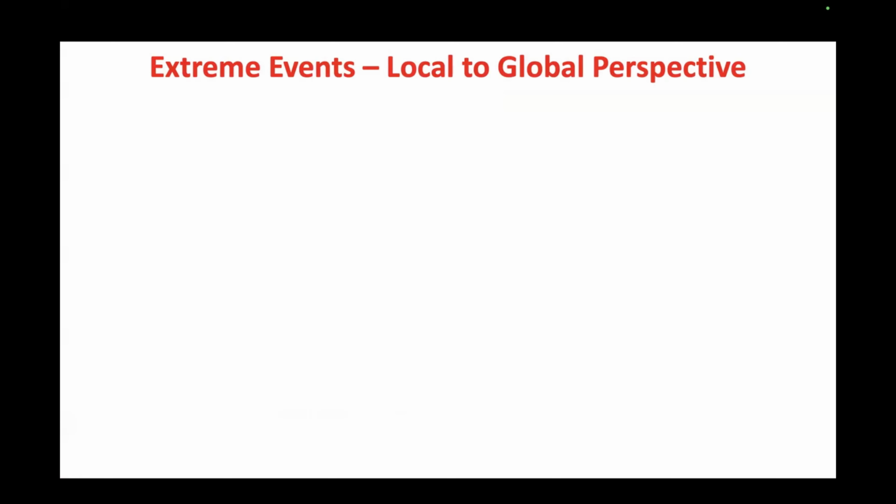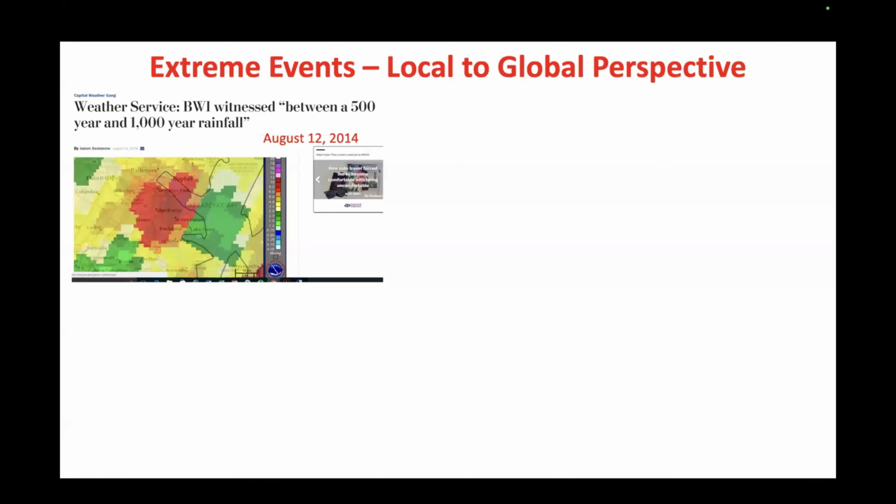Before getting into that, I want to start with the notion of extreme weather events and how that looks at the local level. I want to give a few examples. This is a headline from the Washington Post. It's talking about a once-in-a-1,000-year rainfall event that happened around BWI, the Ellicott City area of Maryland. This was on August 12th of 2014.